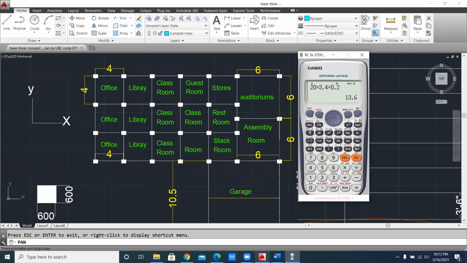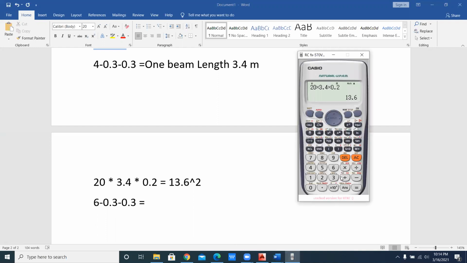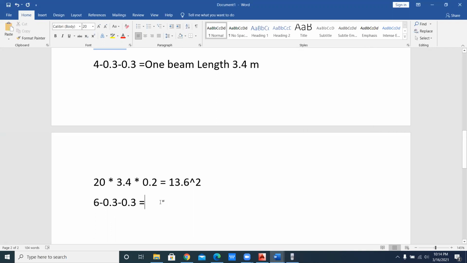So again open your chart here. Always remember that maybe your column size may be different, it's up to you. So 6 minus, again same process, like the column dimension is 0.3 and column dimension is 0.3, so minus 0.3 and minus 0.3, okay? So equal to, so how much do you get? That is 5.7, okay? You can write here 5.7, that is the length of one beam regarding 6 meters.